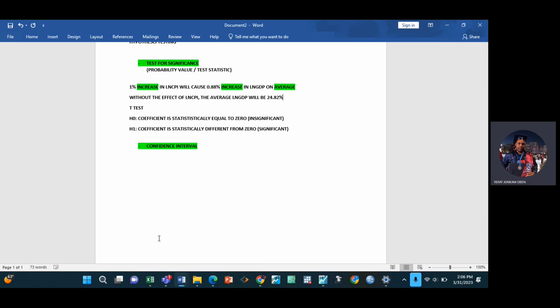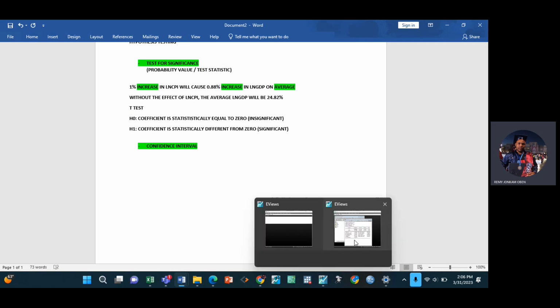24.82%. Very easy. But again, it must be significant before you interpret. If it is not significant, you don't interpret. So that is simple regression. Okay, we'll do multiple regression.